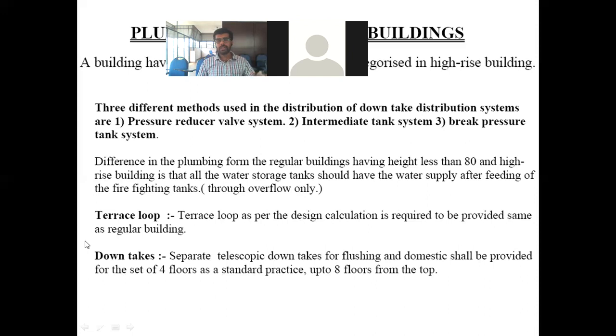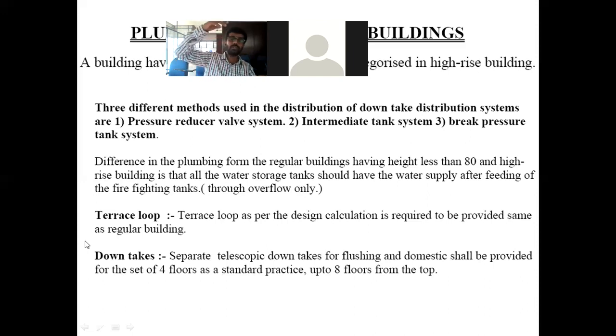The water should be given for the first to fourth floor as a set. If it is an 8-story building, you can give one water supply for the first to fourth floors, then another water supply for another 4 floors. So 4 floors make 1 set, up to 8 floors from the top.